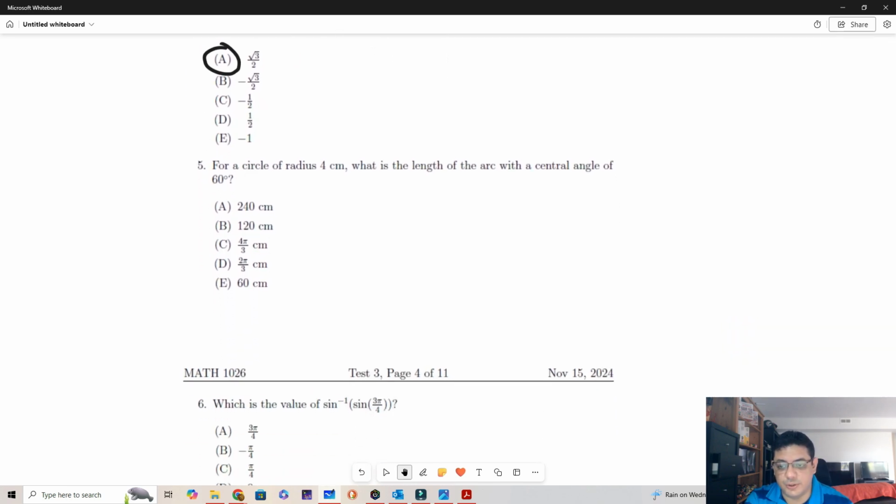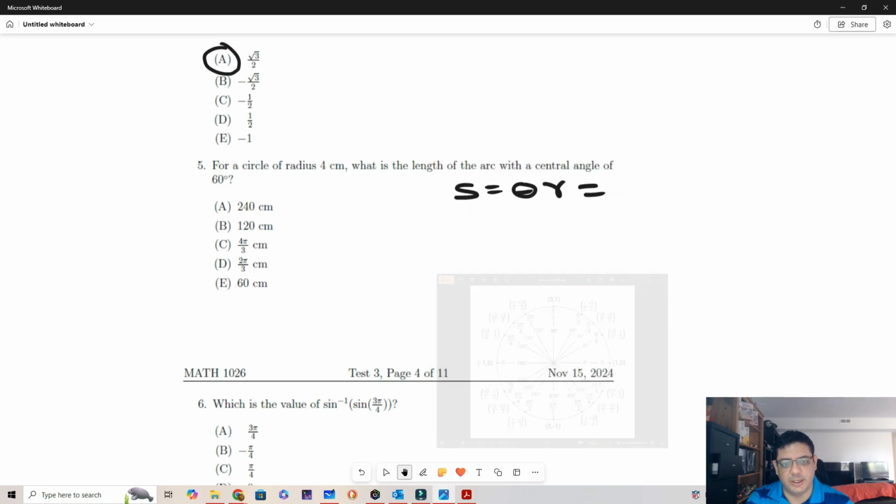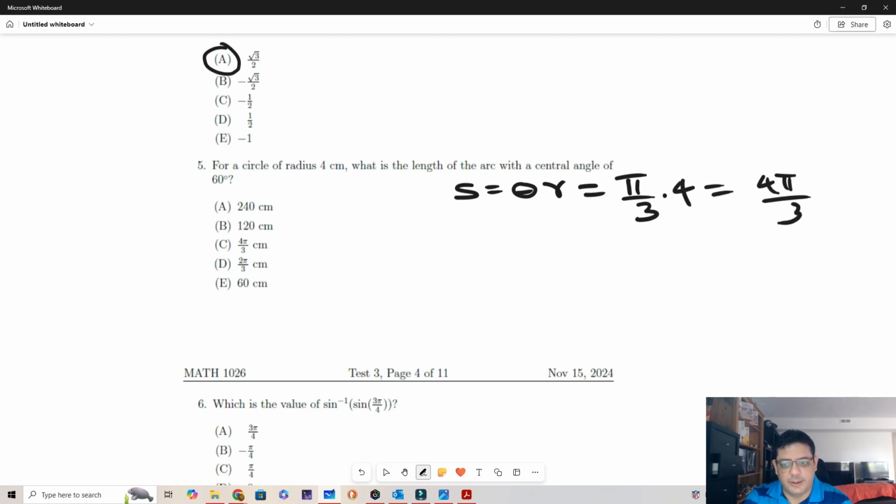Now, question 5 says, for a circle of radius 4, what is the arc length, or the length of the arc, with the center angle equals 60? The formula for the arc length is S equals theta times r. But theta here has to be in radians. So we have to translate this 60 to radians, and we can use the unit circle again. We noted that 60 degrees is pi over 3. We don't have to do a big conversion here. So this is pi over 3 times 4, which is 4 pi over 3, which is answer C.